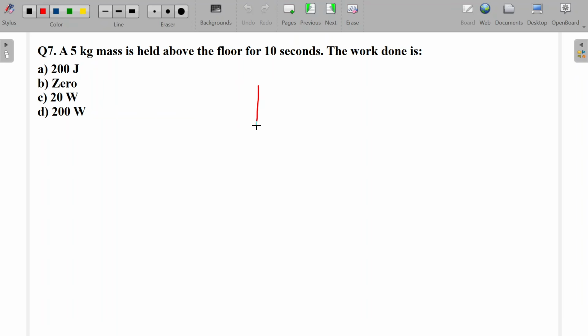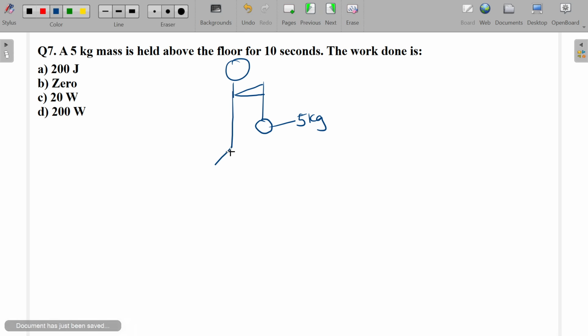So this is you. You are holding, let me just use this, then this is the 5 kg object. Yes? 0, sir. Yes, it is 0.